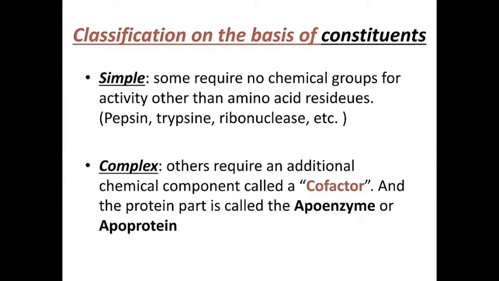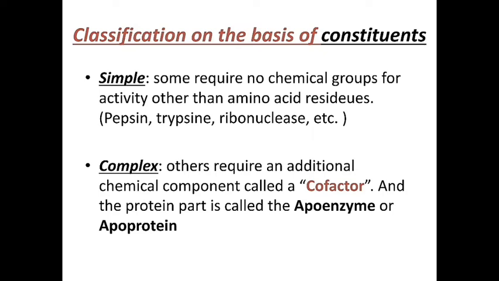On the basis of constituents, an enzyme can be of two types, a simple type and a complex type. In a simple type, there is only protein, that is, they are only made up of protein, and there are no other chemical groups for their activity other than the amino acid residues of the proteins. There are various simple enzymes, such as pepsin, trypsin, ribonuclease, and so on.